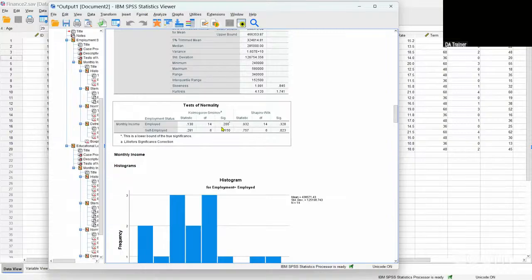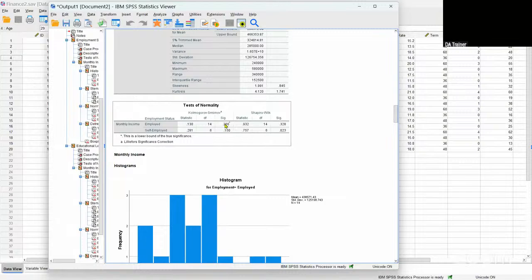There's a point before 200. So that means it is 0.200, which is far greater than 0.05. Now, the understanding is that once the p-value is greater than 0.05, there is no significant difference. Meaning there is no significant difference between employed and self-employed if it is greater than that.